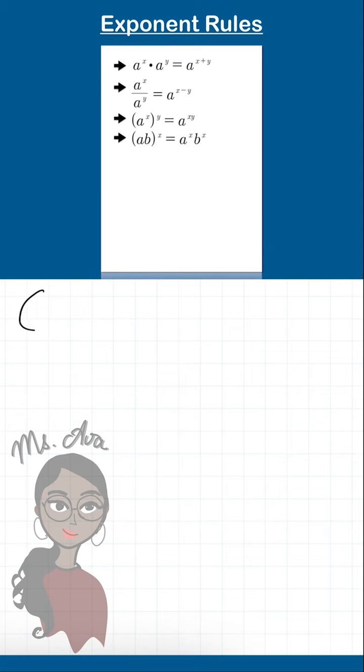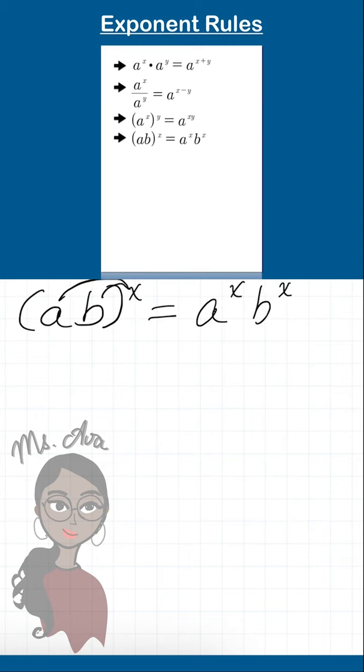This one says if you have (a b) to the x power, then that is equal to a to the x, b to the x. So what you really did is distribute this x to each of the things that were inside the parentheses. And so what do you feel like is the main difference between this rule and the last rule?